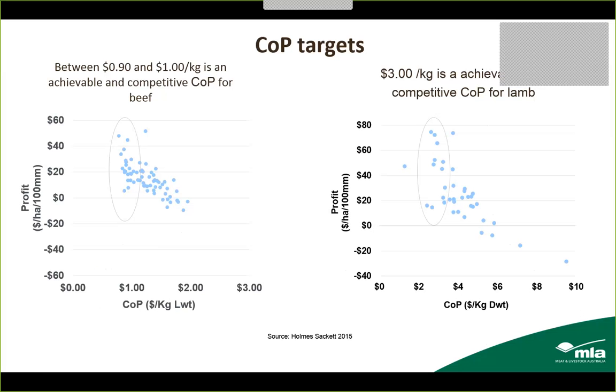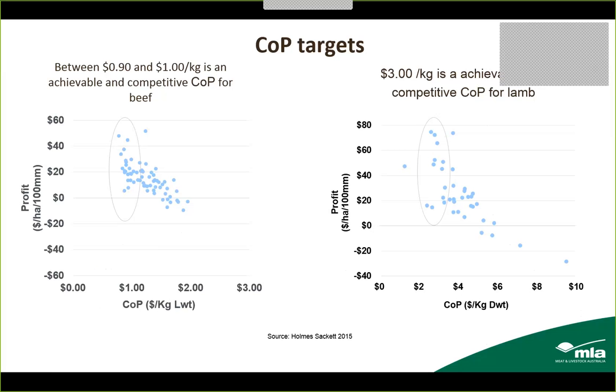And like all key performance indicators, cost of production has to be viewed in the context of finding the optimum cost of production, not the lowest cost of production, because it's possible to drive cost of production down very low, but at the same time you may lose too much production. Or there may be some price problem, and therefore you've got a business that's not more profitable. So it needs to be viewed in the context of the optimum.